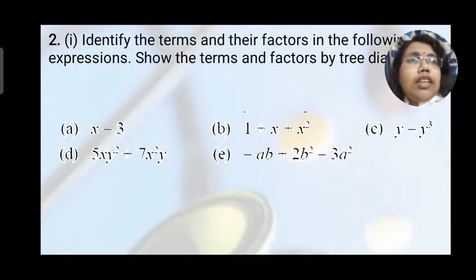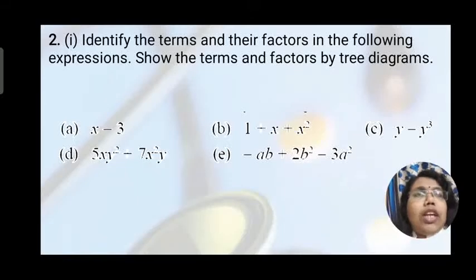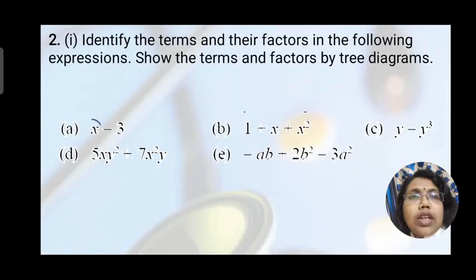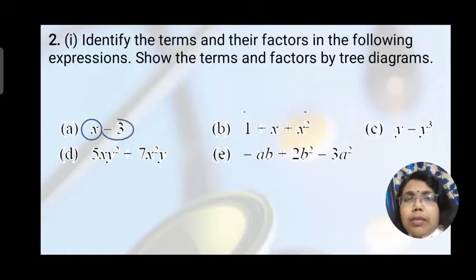Now identify the terms and the factors in the following. Show the terms and factors by a tree diagram. Here, the same tree diagram we studied earlier has to be shown. So x minus 3. What are the terms here? x is our first term and negative 3, that is minus 3, is our second term. Now the factors are x alone, and minus 3 itself.